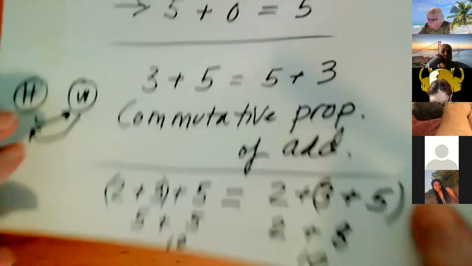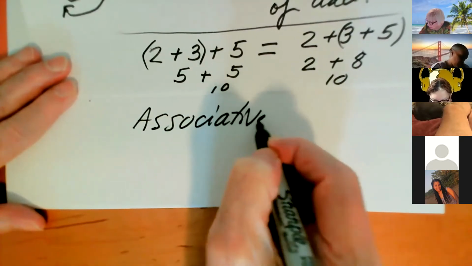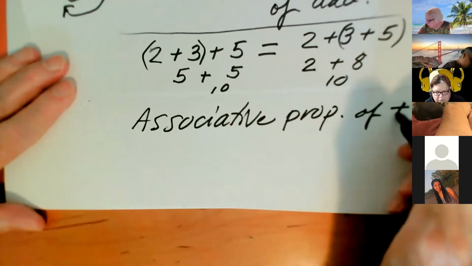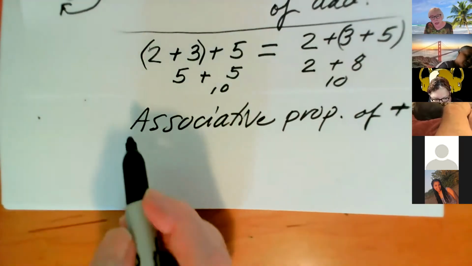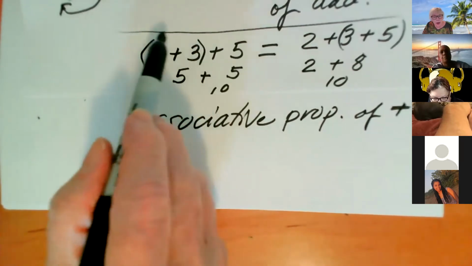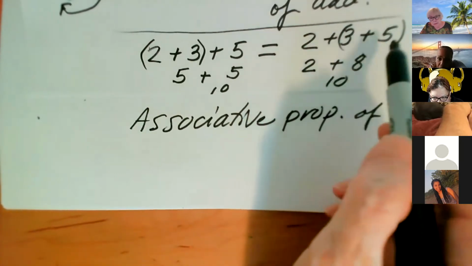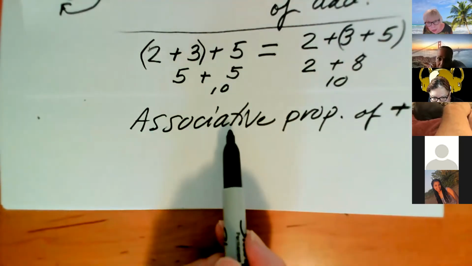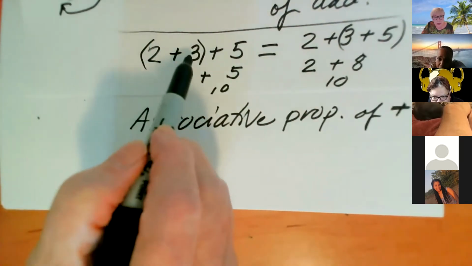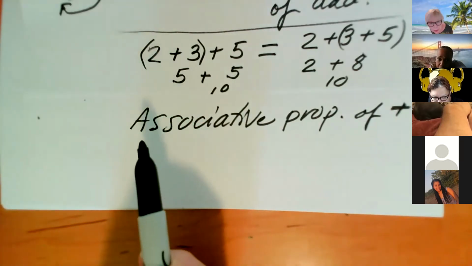This one is called associative, and I'll tell you how to remember that. Associative property of addition. I'm just abbreviating here. Who you associate with is who's in your group. And so I grouped the 2 and 3 together. And then I changed my mind. I grouped the 3 and 5 together. This is who you associate with. You have friends. I'll be friends with 5. No, I'll be friends with 2. And so that's how to distinguish between the 2.